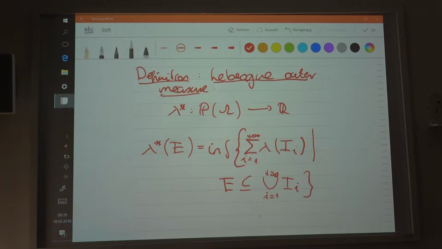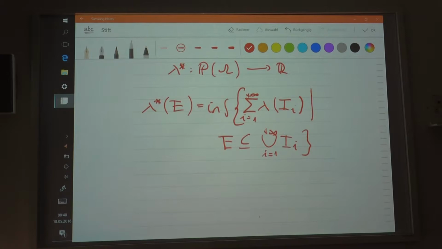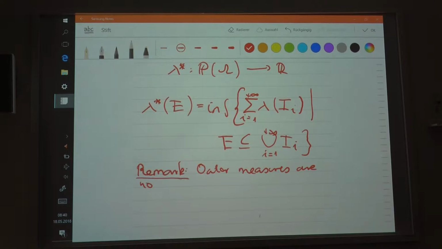Now we go further, because the problem is that outer measures are not measures in general, since they may fail to be sigma additive. That was a problem that we were facing, and it is also true for the Lebesgue outer measures. So that's why we start today: Lebesgue outer measures are not measures in general. Why is that? Because they fail to be, in most cases, sigma additive, okay?